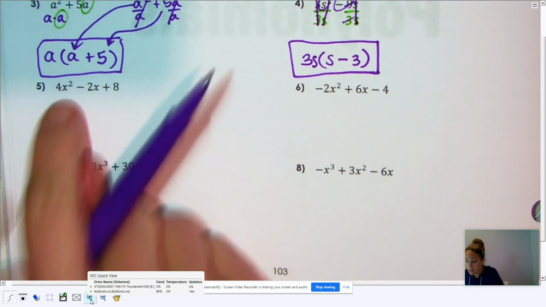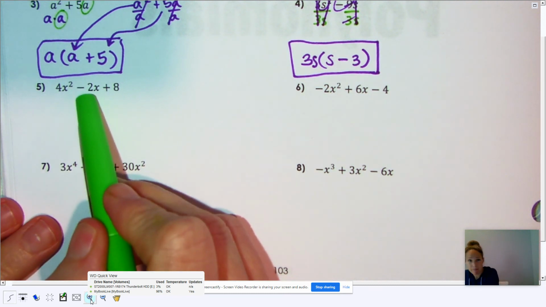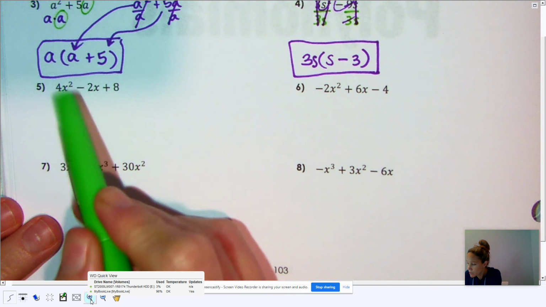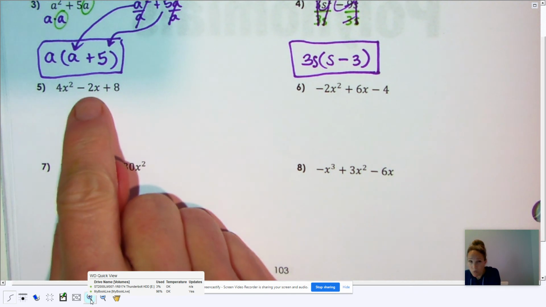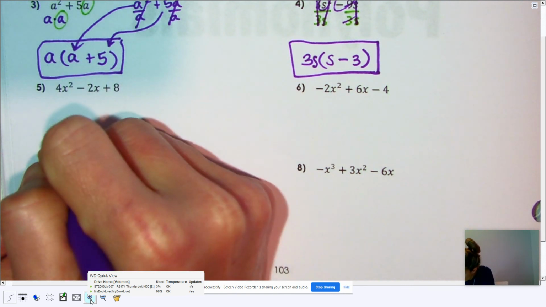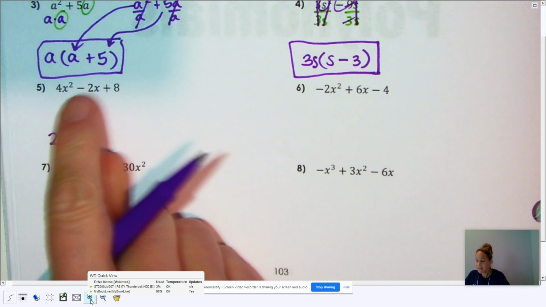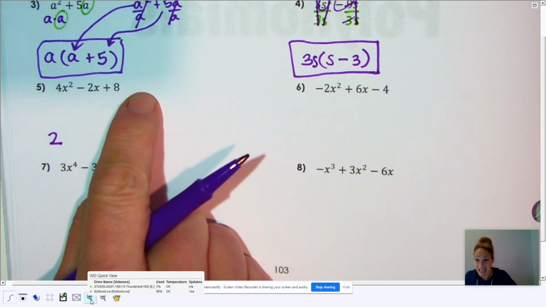Okay, so another strategy that's kind of a shortcut is look at the smallest number. And can 2 go into 4 and 8? Yes, it can. So that's the greatest thing I can pull out of all of them. So I'm going to put a 2 out in front. And then this one has 2 X's. This one has 1 X. This one doesn't have any X's.